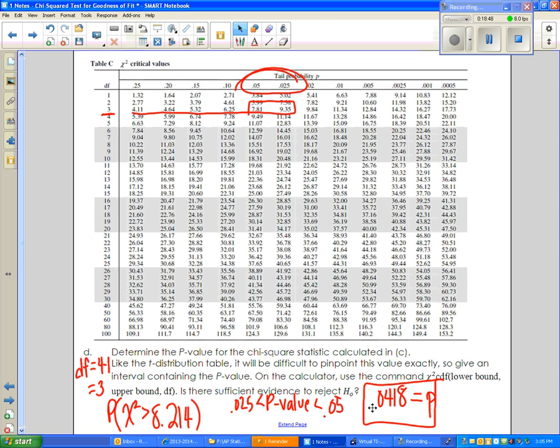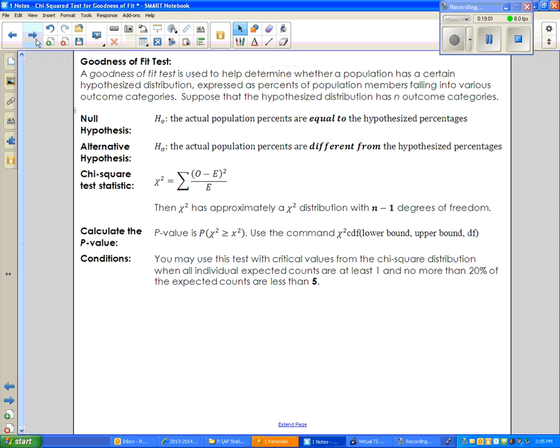Okay, and so again, we can see that that value is significant at the 5% level. We can reject our null hypothesis and conclude that the distribution of age groups has changed. So just to summarize, for a chi-square test of goodness of fit, I actually think the goodness of fit test is pretty easy. The one thing that you can't do, though, in fact, let me show you.